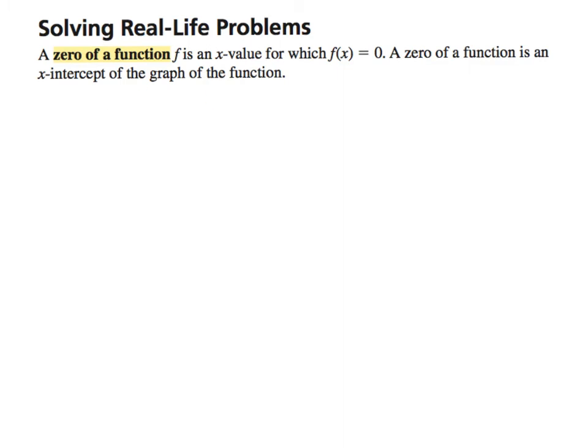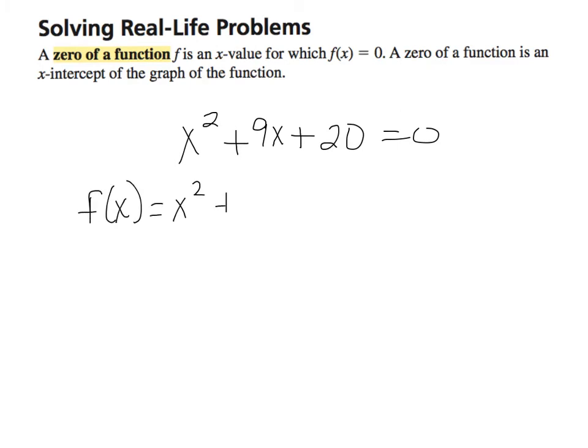So, you're probably thinking, what in the world does this mean? Well, you've actually done it already, and you probably don't know you've done it. So if I gave you this, x squared plus 9x plus 20 equals 0, that's finding the zero of a function. Except now, what you're doing is this: f of x equals x squared plus 9x plus 20. So what you're doing is plugging in that 0, and then you're factoring just like you did last chapter.